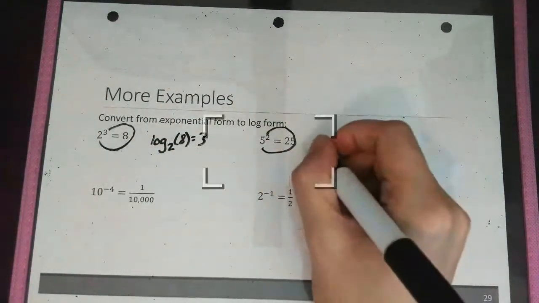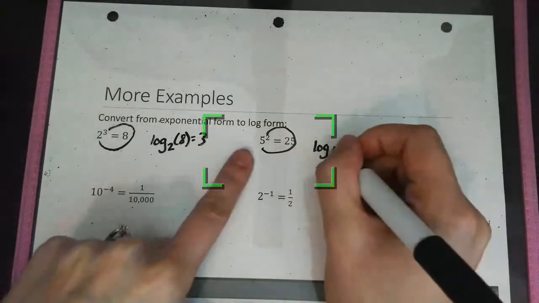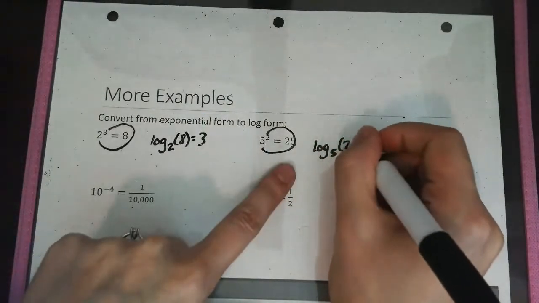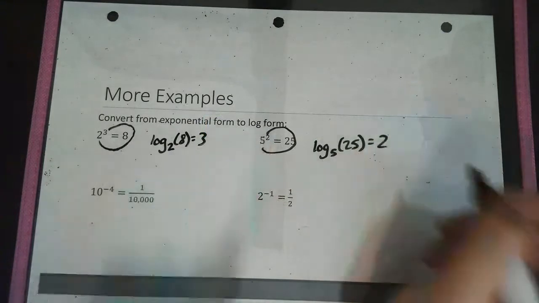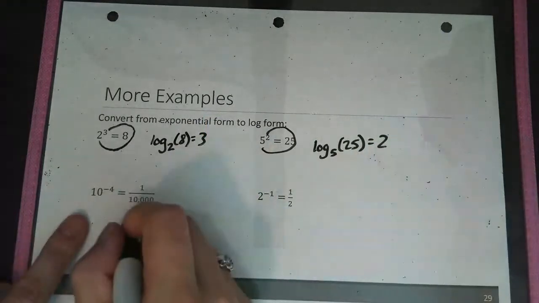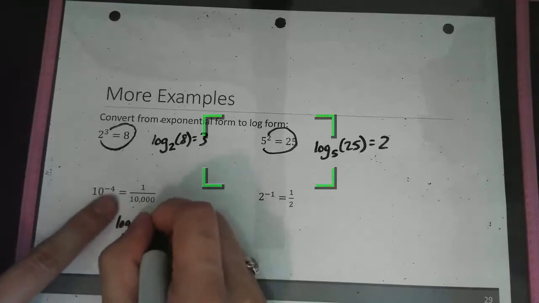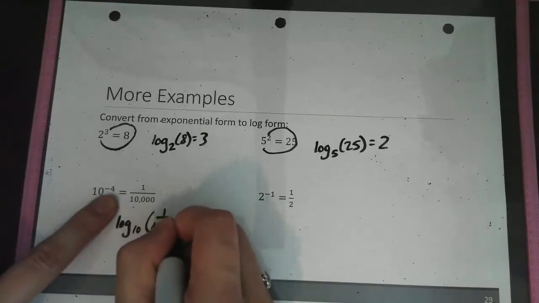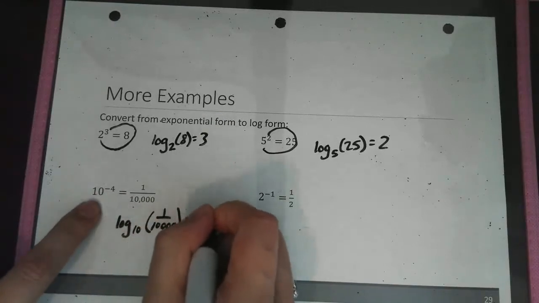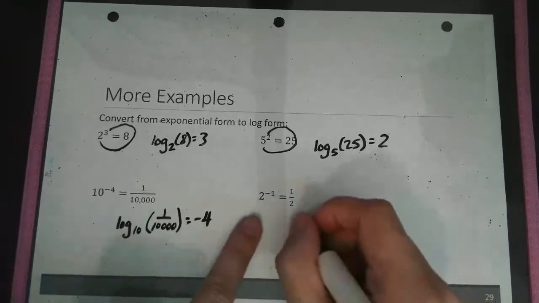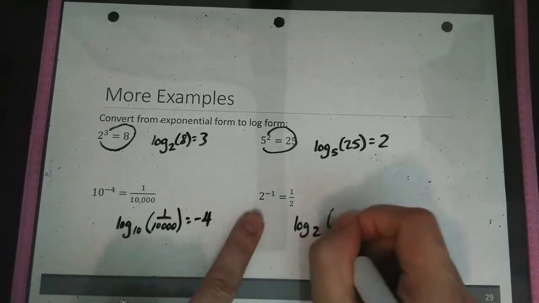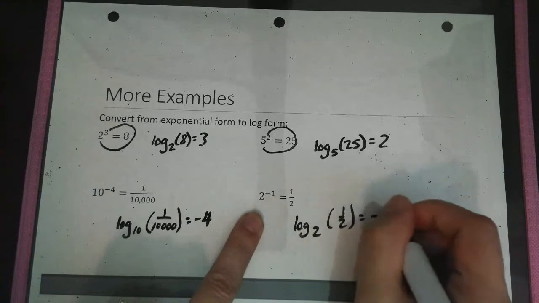Looking at the next one, we'll have log base 5 of 25 is equal to 2. Next up, we'll have log base 10 of 1/10,000th is equal to negative 4. And then we'll have log base 2 of 1/2 is equal to negative 1.